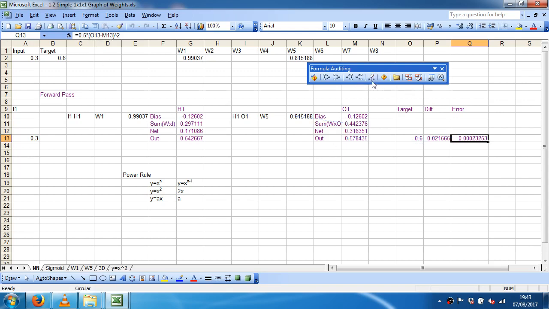We can also do this the other way around. We can go to the error and see the same thing in reverse. The error is based on the output, which is based on the net, which is based on the sum plus the bias, and then the sum is based on the weight. Ignore that one, because that's just showing the target coming in.